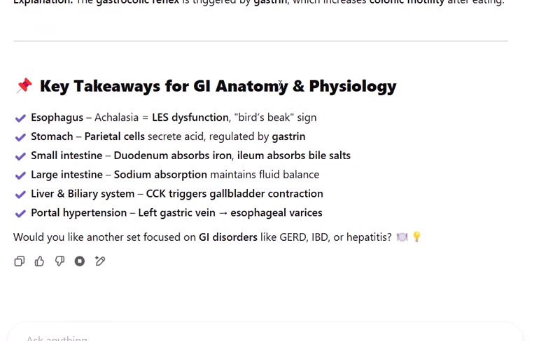Key takeaways for GI anatomy and physiology. Esophagus: achalasia equals LES dysfunction, bird's beak sign. Stomach: parietal cells secrete acid regulated by gastrin. Small intestine: duodenum absorbs iron. Ileum absorbs bile salts. Large intestine: sodium absorption maintains fluid balance. Liver and biliary system: CCK triggers gallbladder contraction. Portal hypertension: left gastric vein.